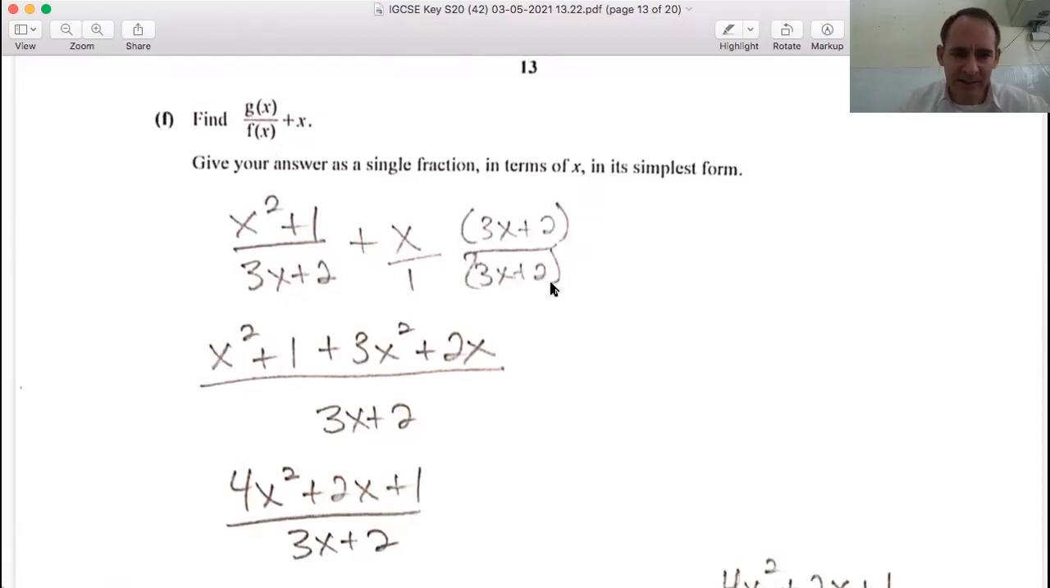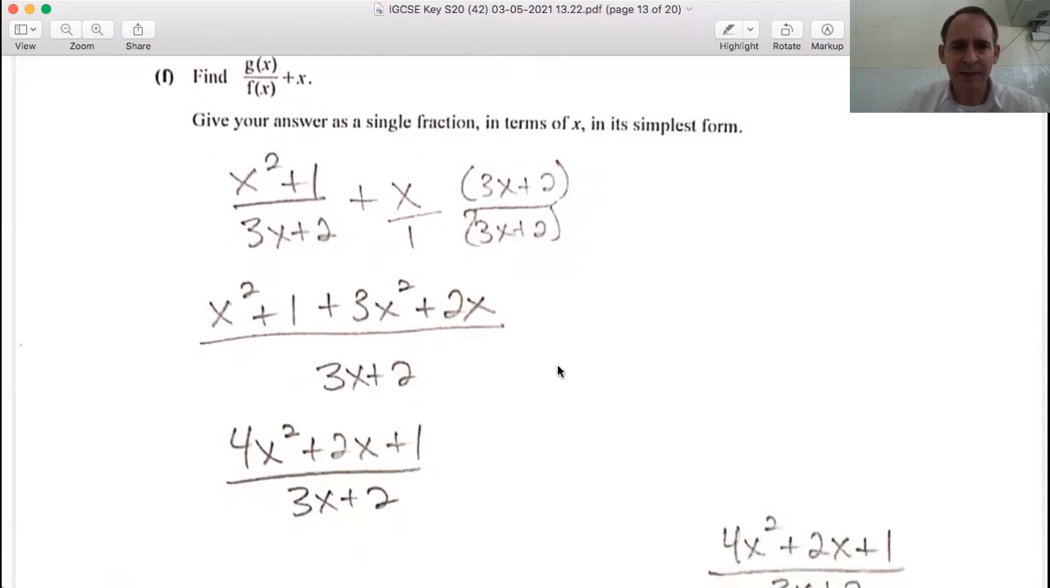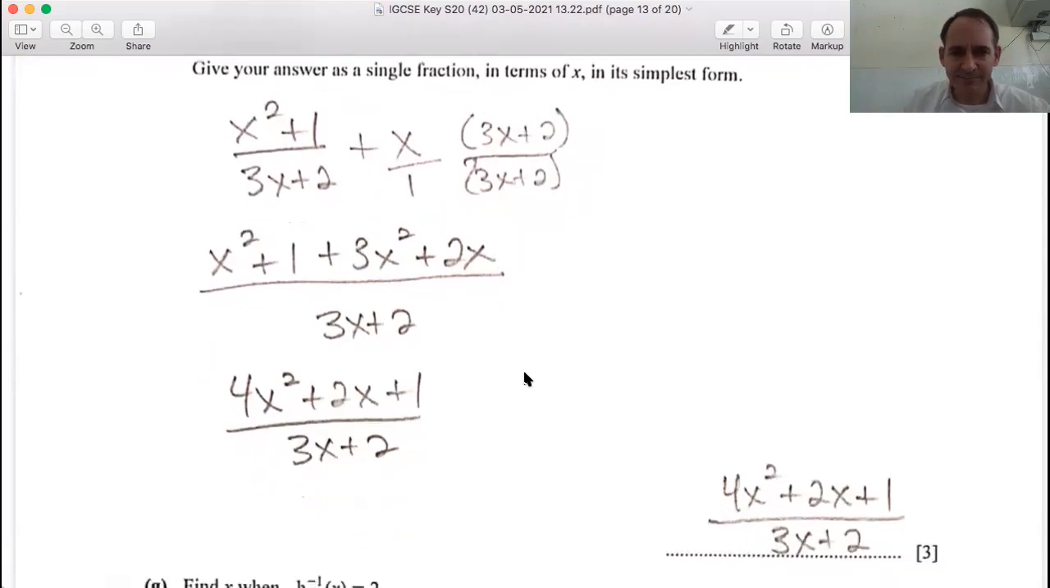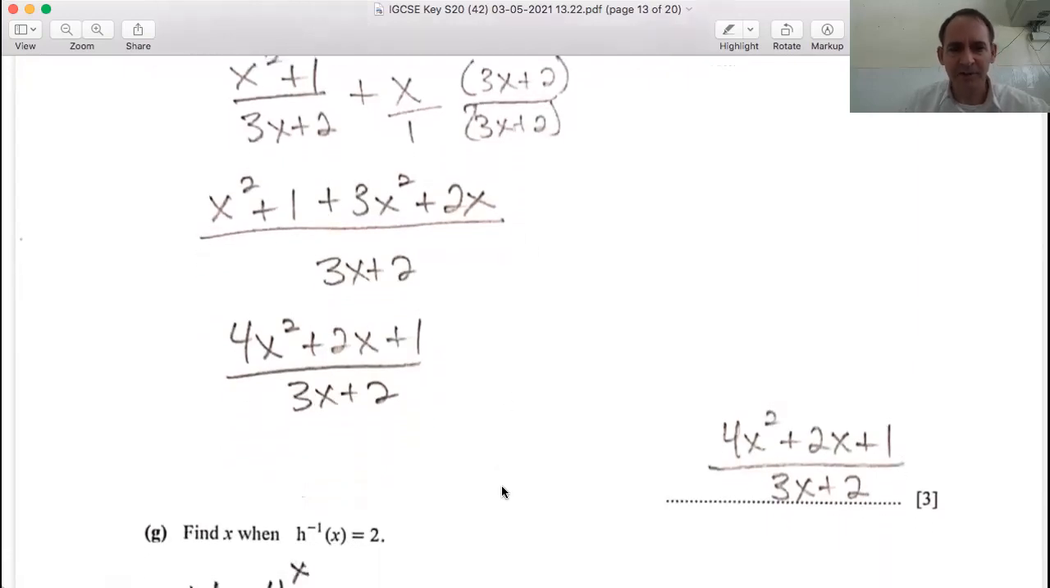Now we want a common denominator, so we multiply the numerator and the denominator by the 3x plus 2. Now we have a common denominator of 3x plus 2. Over here, because we already had the common denominator, you're just left with x squared plus 1. On the right-hand side, since we had to multiply by 3x plus 2, we need to distribute the positive x, and you get 3x squared plus 2x. Now we can combine like terms. We get 4x squared plus 2x plus 1 all over 3x plus 2.